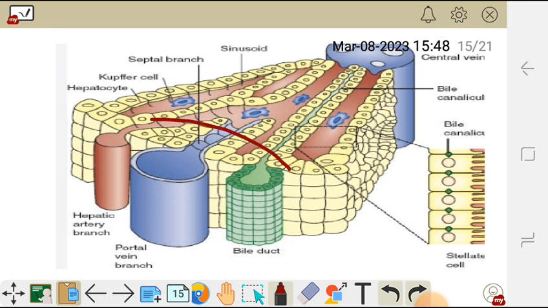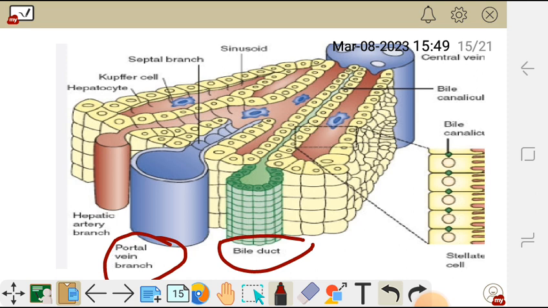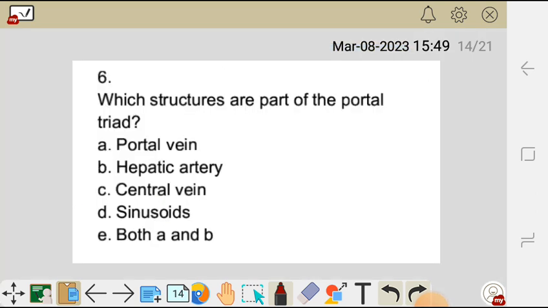So the portal triad is formed by three vessels, which are the bile duct, a branch of the portal vein, and a branch of the hepatic artery. These three form what we call a portal triad. So on our choices here, the structures which are part of the portal triad are the portal vein and hepatic artery, not the central vein and the sinusoid. So the correct answer for question 6 is A and B. Portal vein and hepatic artery are part of the portal triad.